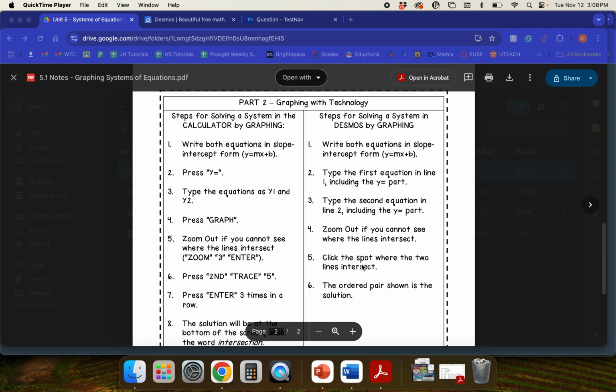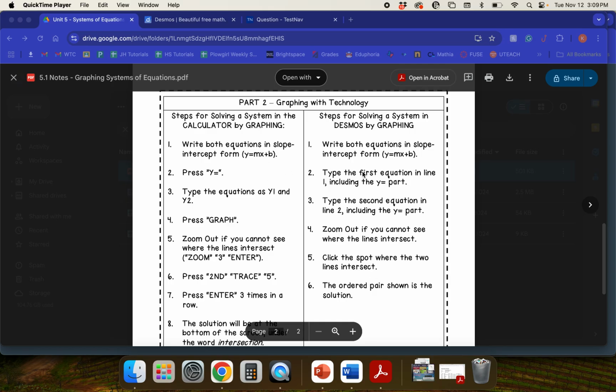How we can graph systems of equations using technology. So this is going to walk through how we do it with our calculator and how we can use Desmos, because remember, you do have a Desmos graphing app built into your EOC test. So I've got the steps for each version written out. We've got calculator over here on the left, and we've got using Desmos over here on the right.